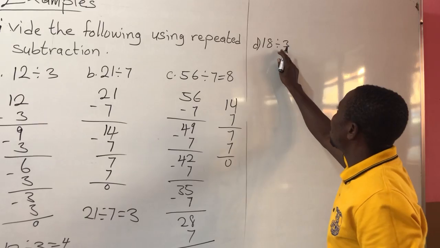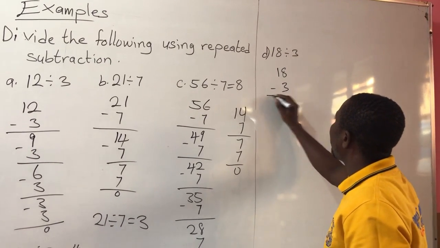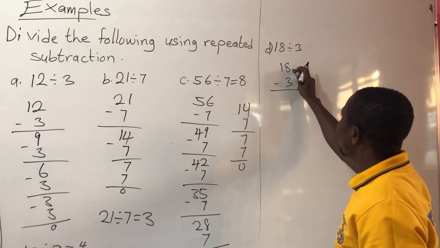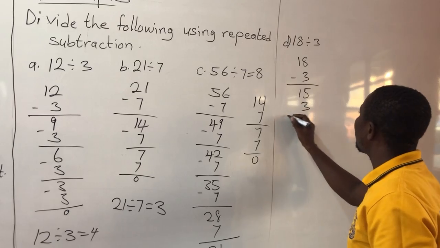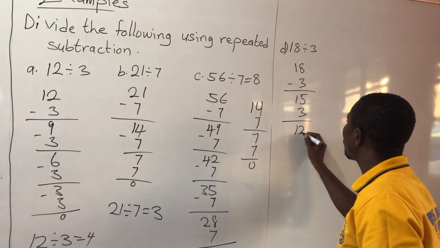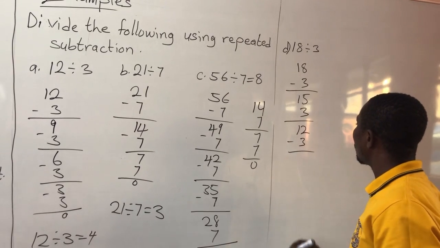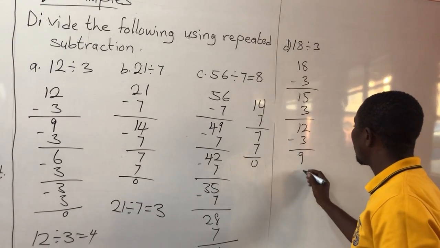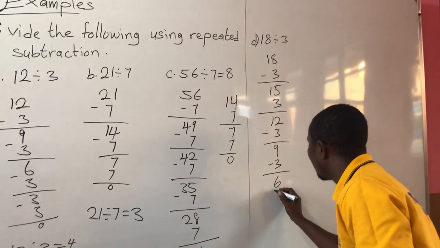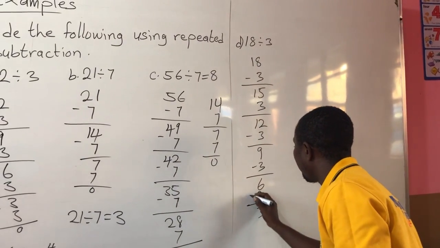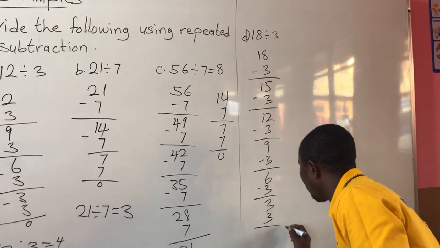Now we have 18 divided by 3. So we have 18 minus 3. Okay, 18 minus 3 will give us 15. Then we subtract 3 from 15 will give us 12. We subtract 3 from 12 will give us 9. Then we subtract 3 from 9 to give us 6. Okay, then 3 from 6 will give us 3. Good.